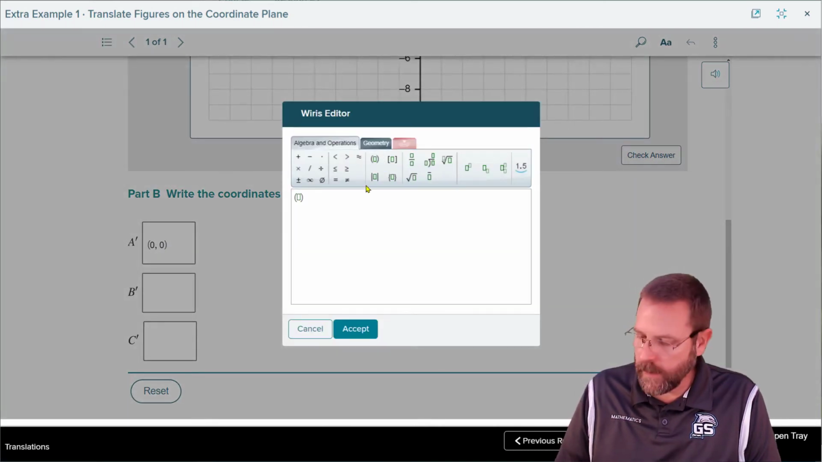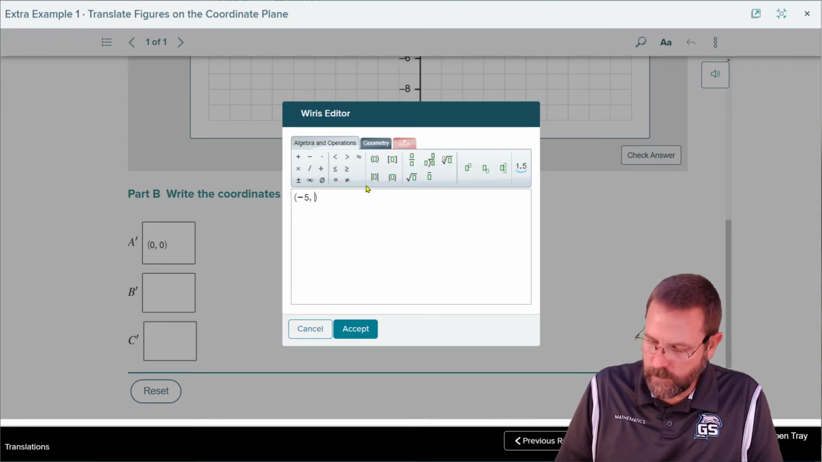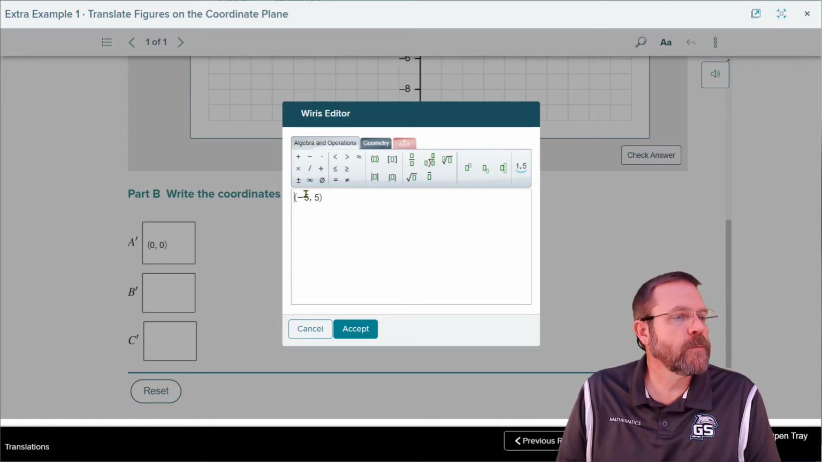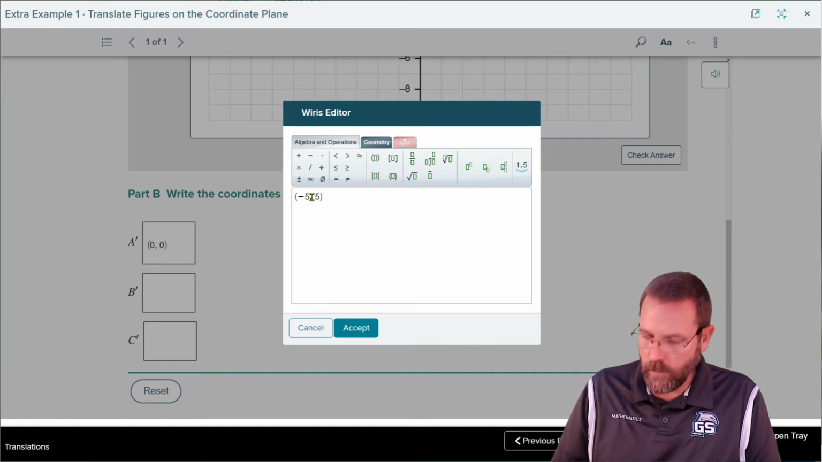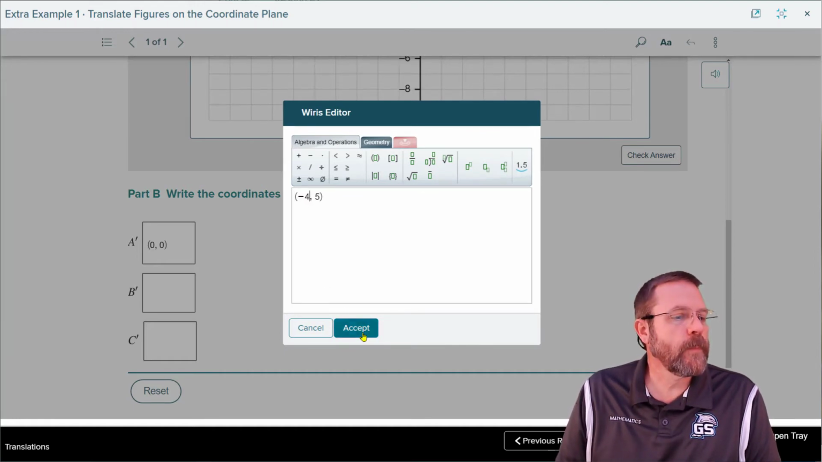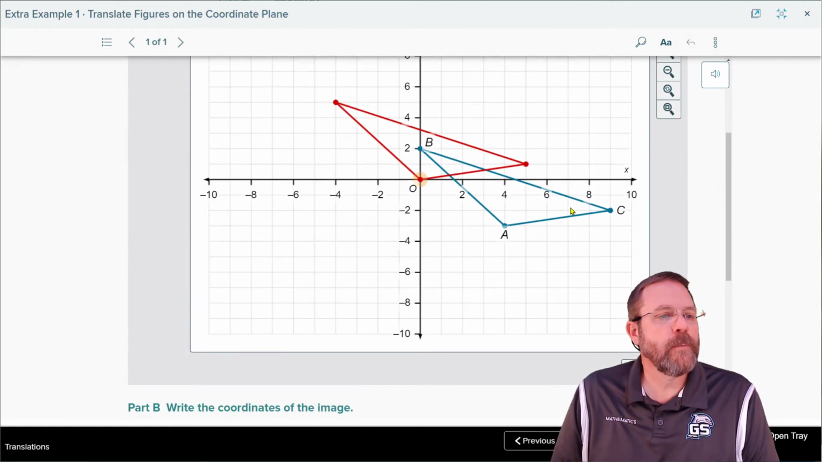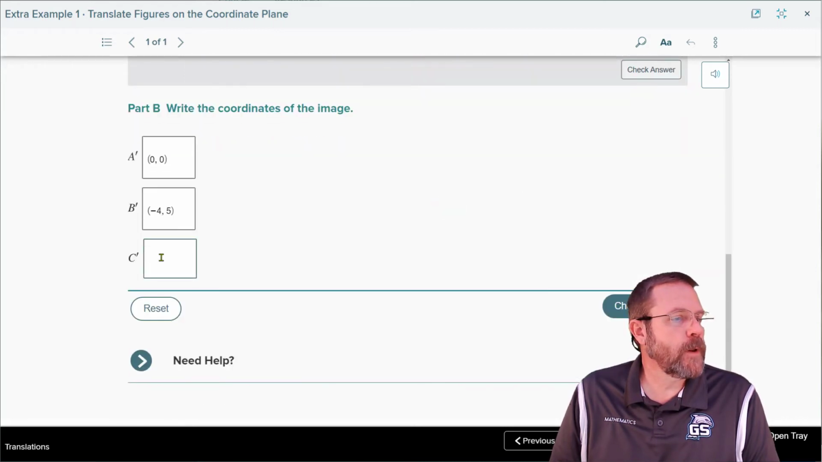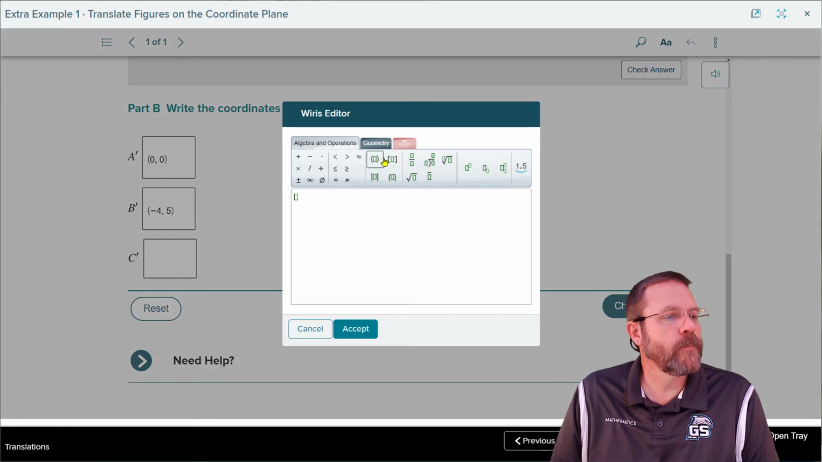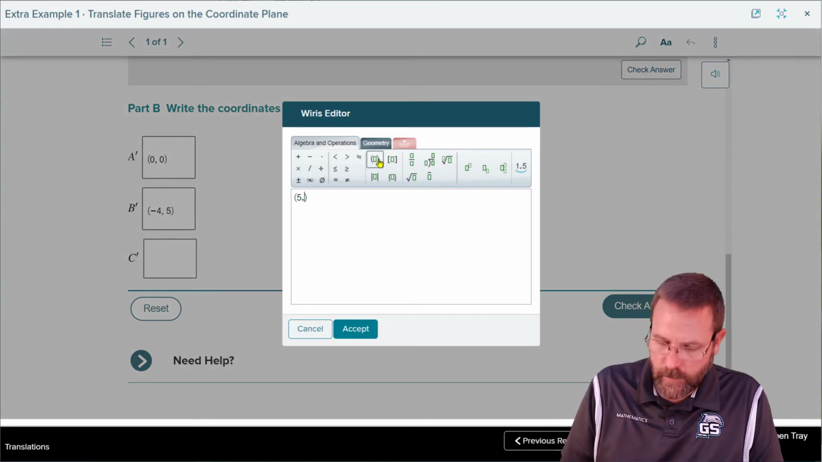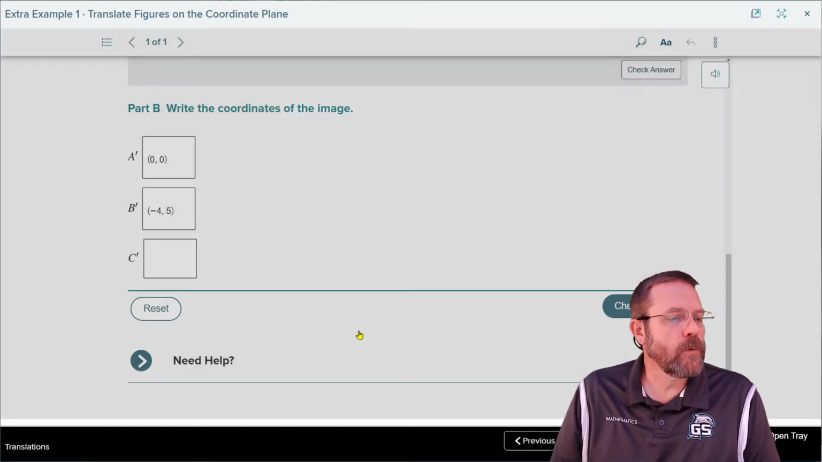We're going to click on that. (-4, comma, space, 5. Oops, that should be a 4 right there. Let's see if we can fix that. I'm going to delete and hit a 4. Okay. And then our C prime is going to be at 1, 2, 3, 4, 5, 1. So we're going to put that at (-5, comma, space, 1. Close our parentheses.